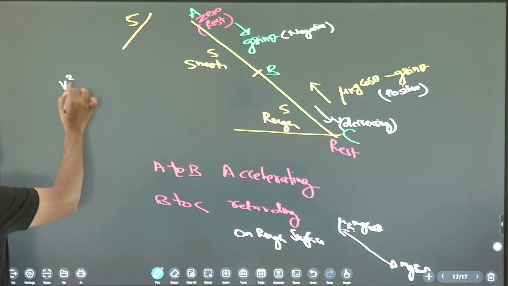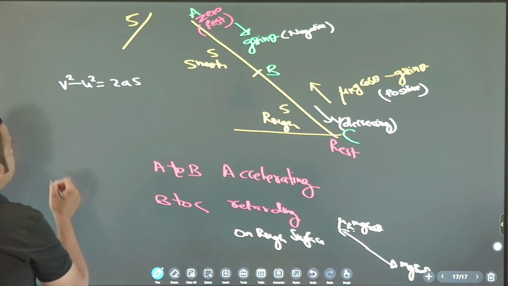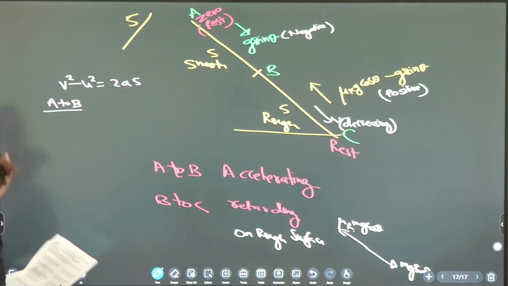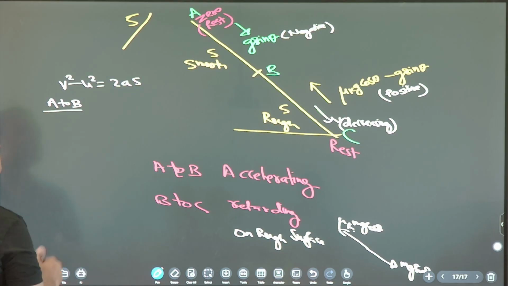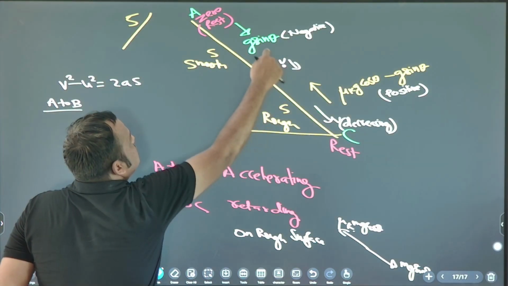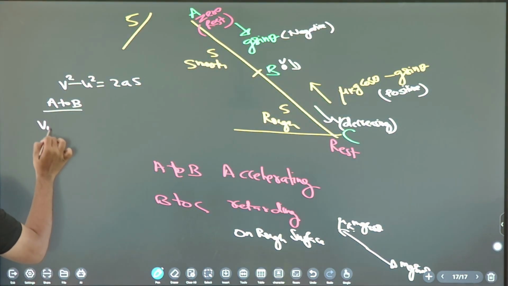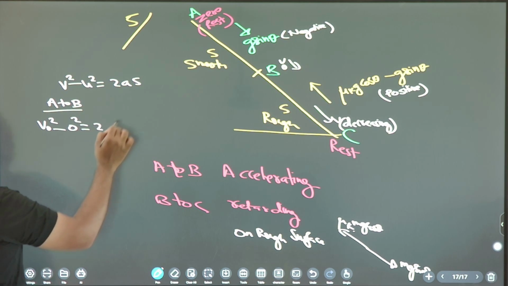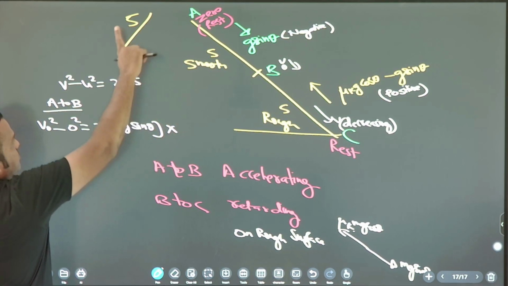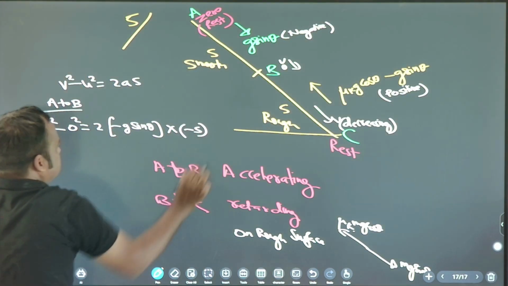So use v square minus u square is 2as. What do you write for A to B? Suppose the velocity at B is v naught. V naught square minus 0 square is equal to 2a, where a is negative, minus g sin theta. Displacement is s, also downward, so minus s.